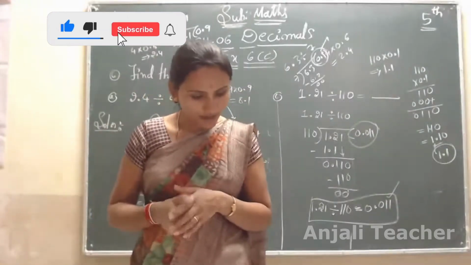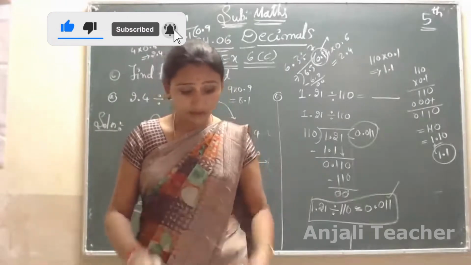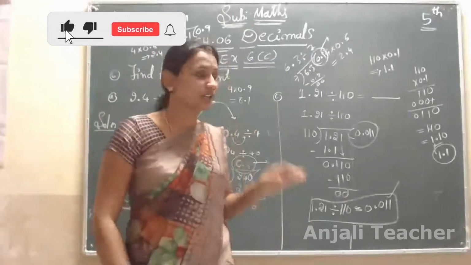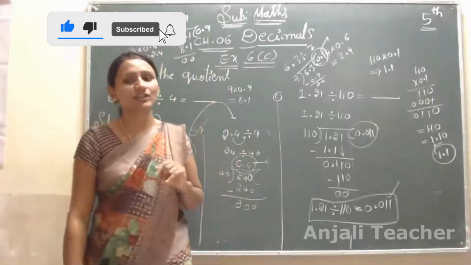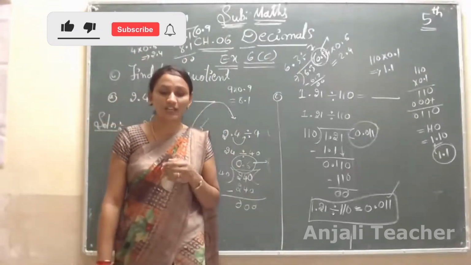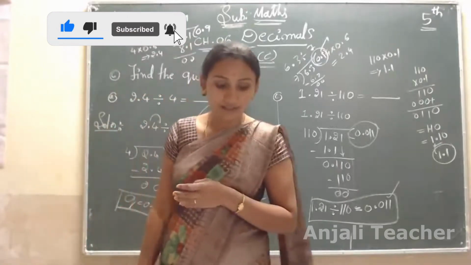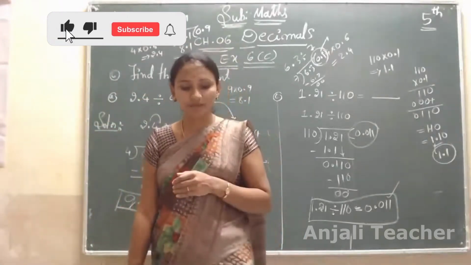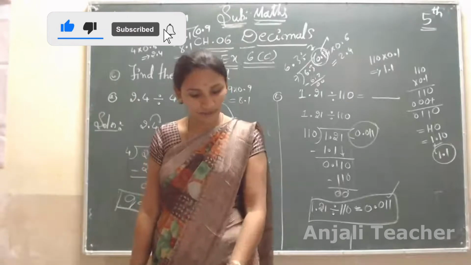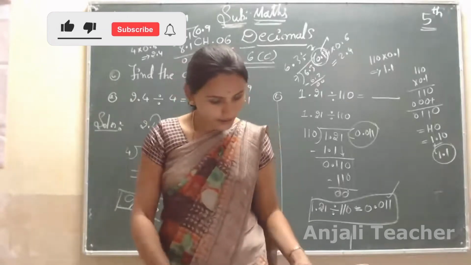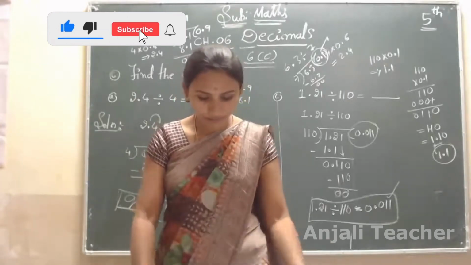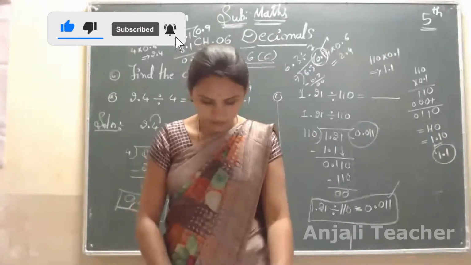In the next exercise, the divisor is 7. Okay, in today's class I will stop here. In the next class I will continue this chapter. The remaining part of the chapter is division, with the same method. Tomorrow's class I will take the remaining parts. Okay, students.